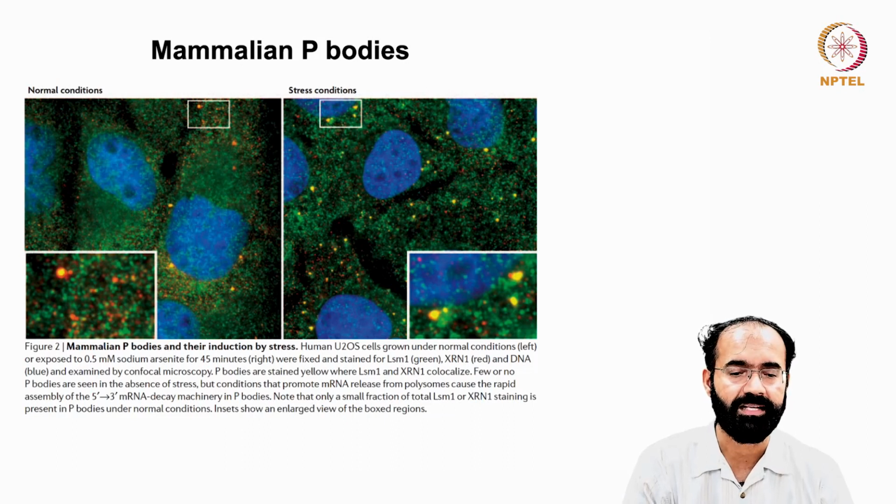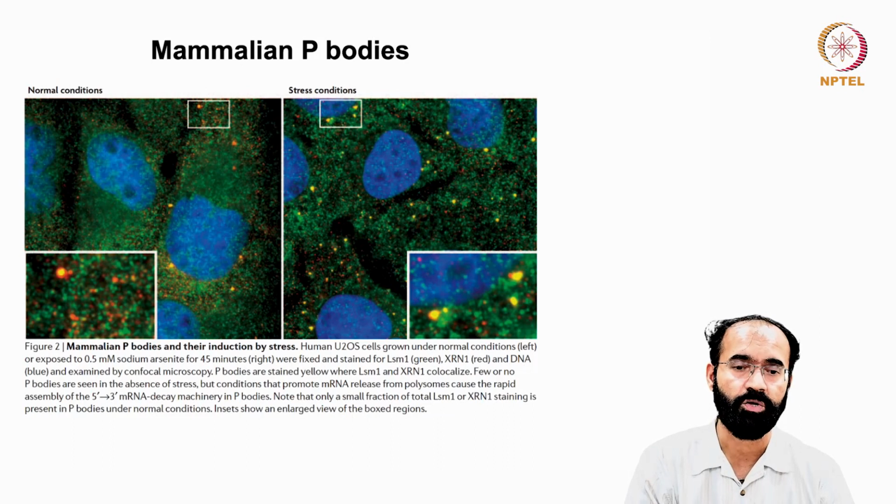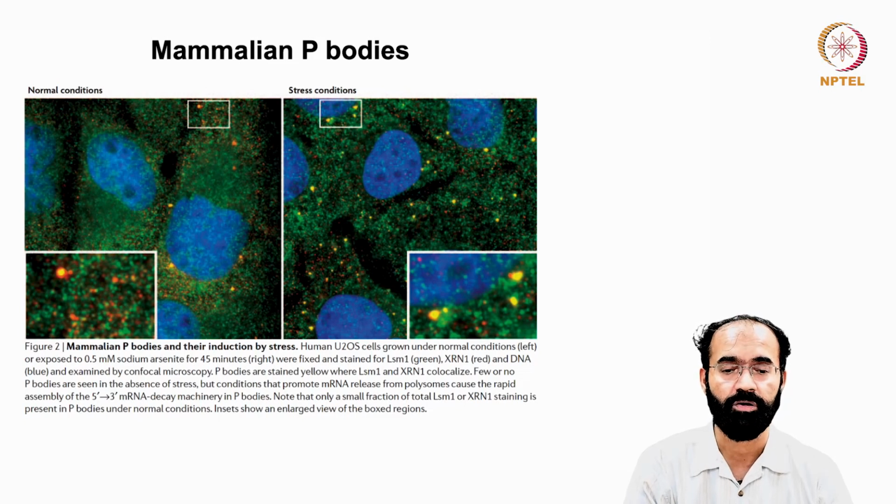So in a normal cell, you can see LSM1 green, which is separate, and XRN1 is also separate. Means they are not bound, or they are not in close vicinity. That means they are there ready for action but not acting right now. But when there is a stress, you see a lot of yellow dots. Green and red combined together, when they come in such close vicinity, look yellow in color. So after stress, you can see plenty of yellow bodies.